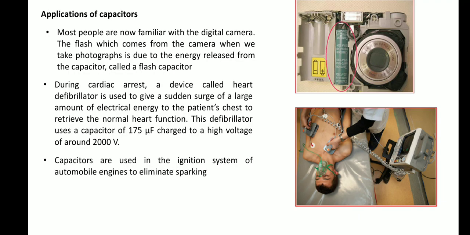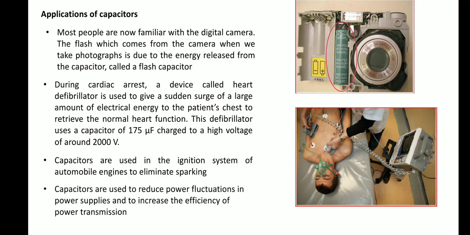The next application of capacitor is that it is used in the ignition system of an automobile to produce a spark. In a bike, you have a self start. This self start consists of a battery, and the charge will be stored in a capacitor. The capacitor produces a spark inside the ignition system. The next application of capacitor is to reduce the voltage fluctuation in a power supply so that it increases the efficiency of power transmission.